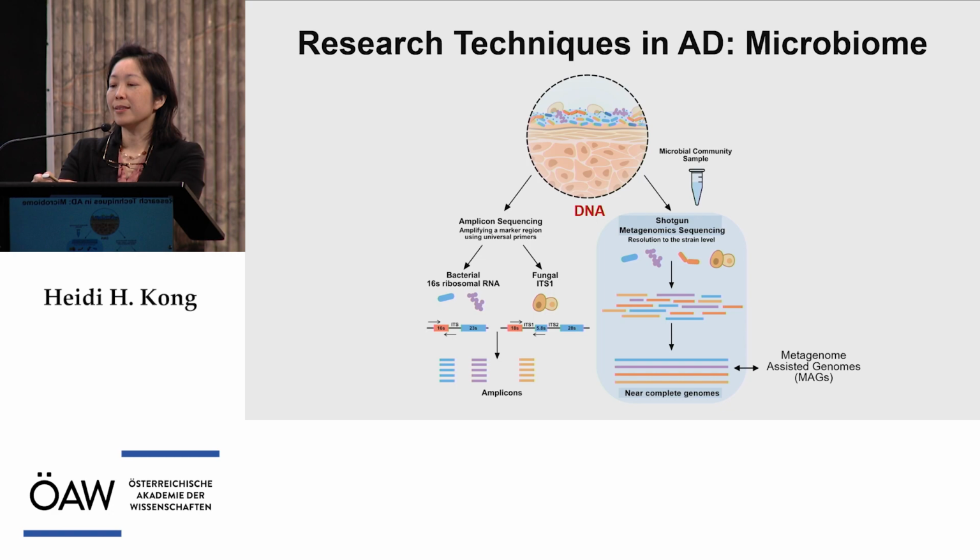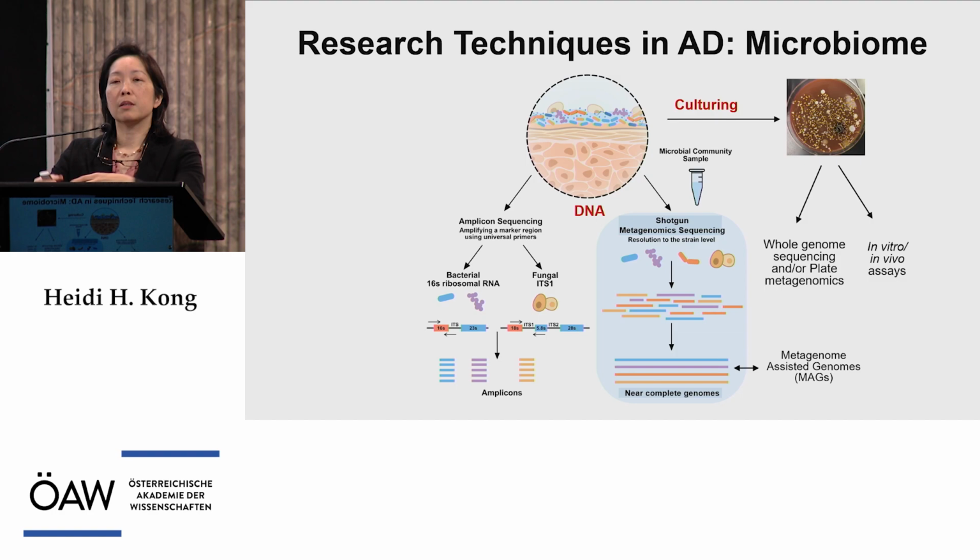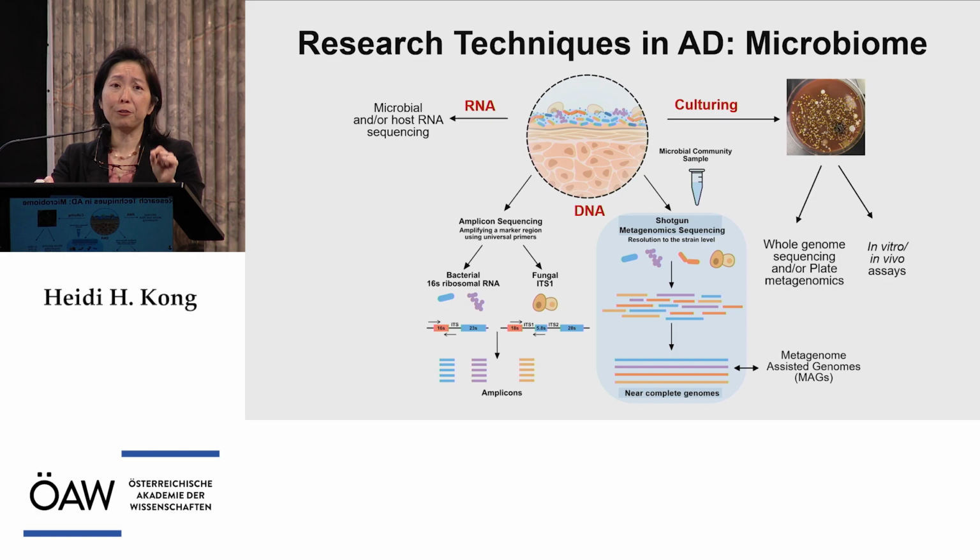And then I'll talk a little bit about how we use culturing to integrate with our DNA sequencing data, either whole genome sequencing, or sometimes we'll take the entire plate and do shotgun metagenomics from the entire plate. I won't go into this because I'm going to focus on the sequencing side, but it's also important to be able to have those clinically associated isolates for in vitro and in vivo assays. And then at the end, I'll briefly talk about RNA sequencing, not from the host side, but from the microbial side. So first, direct DNA sequencing.